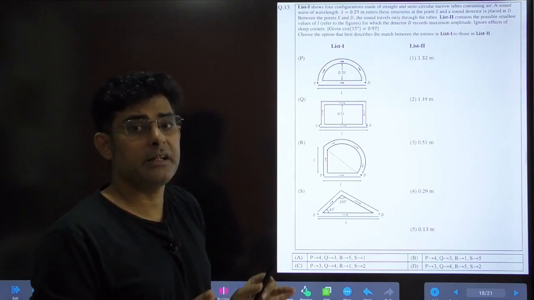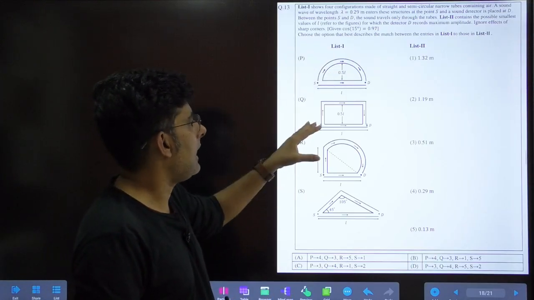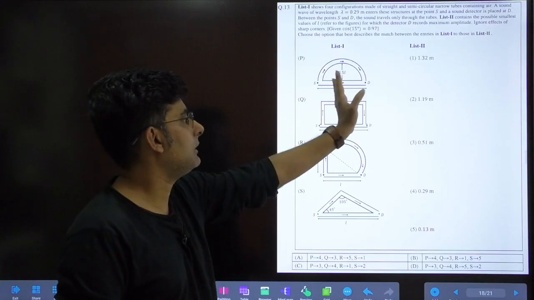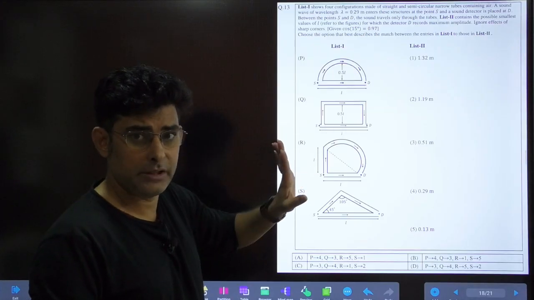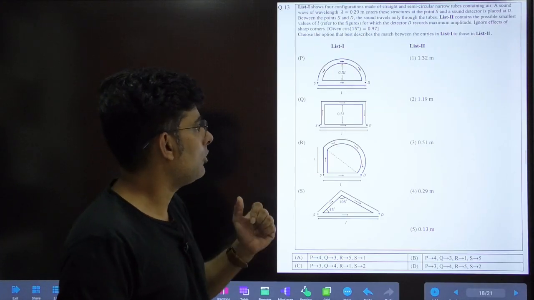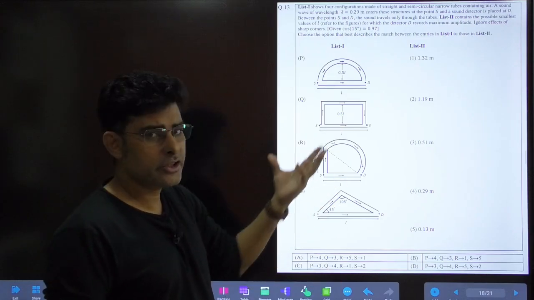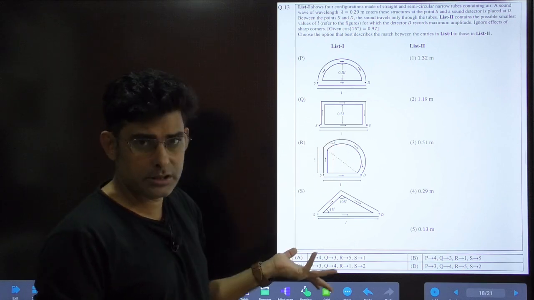Maximum amplitude means it is a case of constructive interference. So simply we have constructive interference, and they are asking what will be the least value of small n in each case for constructive interference to occur, or the detector has to detect a maximum in amplitude, right? So how to solve such questions? Let me tell you before starting that this question is very easy. The only thing is that you have to take suitable approximations to get the calculations fast.